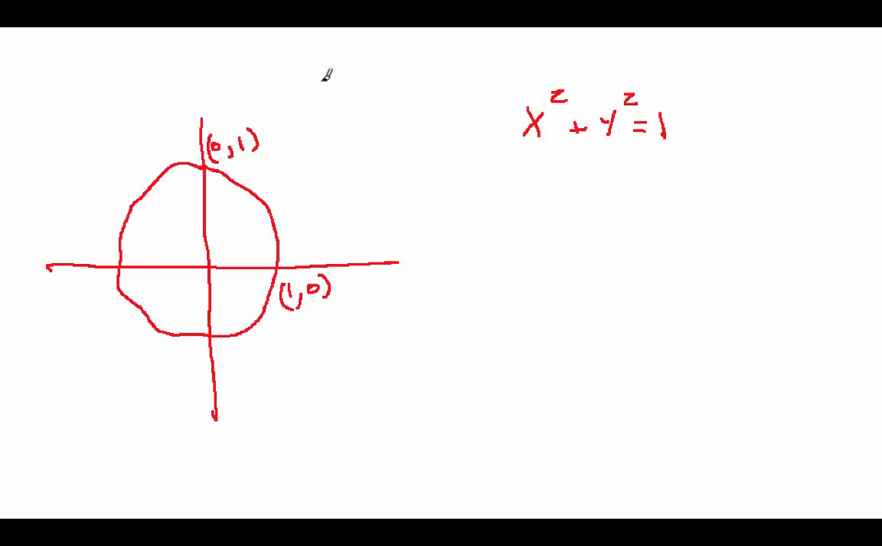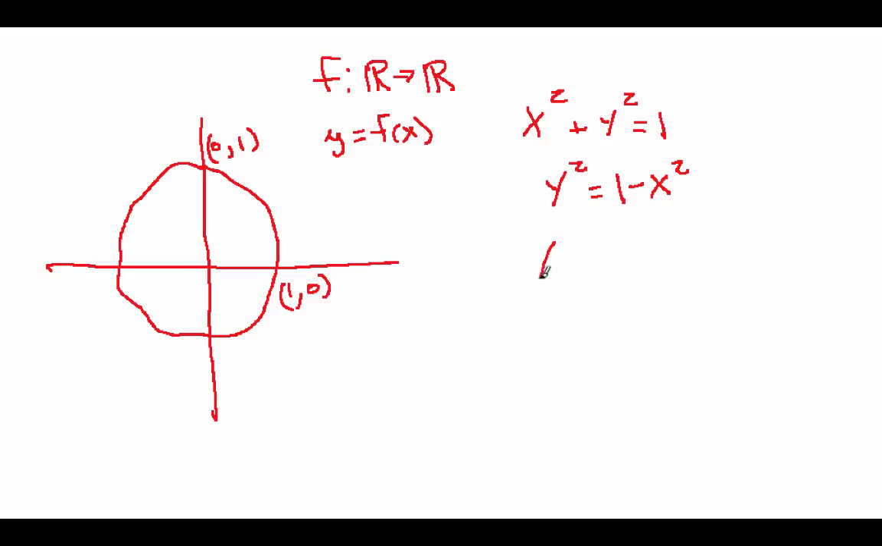Remember, when we were talking about functions that went from the real line to the real line, we ended up writing y is equal to f of x. And what was over here was only an expression involving x. So I come over here and I can say that y squared is equal to 1 minus x squared. There's a y squared, and I want to get it to a y, so I take the square root. And I say y is equal to the square root of 1 minus x squared.